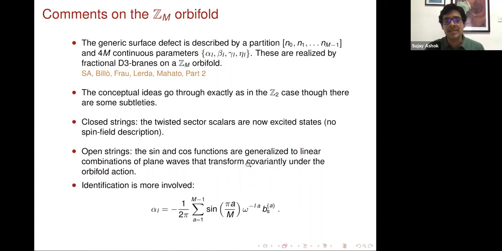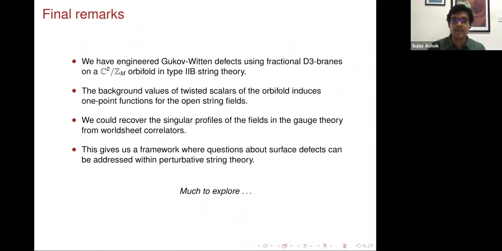Also, I should say that in the Zm case, the B prime and C prime scalars also couple to the open string fields. So in principle, one could consider more general defects. But if we want to match with Gukov-Witten defects, then we set B prime and C prime to 0, because otherwise the S-duality transformations do not match. So that's something that we also comment on in the paper. But the basic story is the same for Zm.